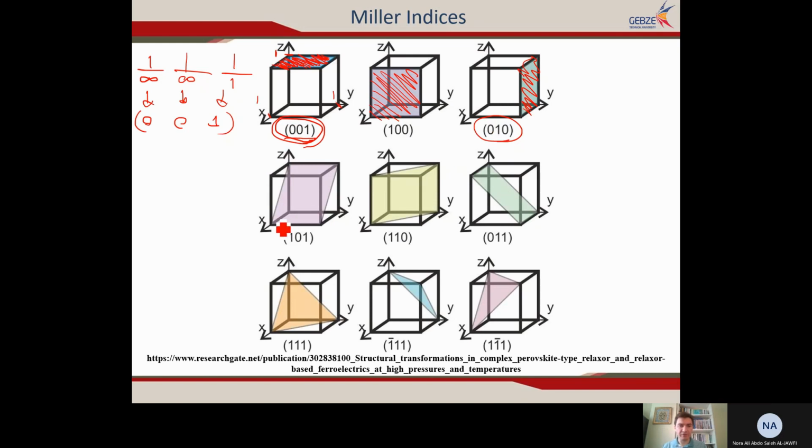Here we have another surface. It cuts the x and z-axis at 1. And here we have another surface. It only cuts the x and y-axis at 1, and it is parallel to the z-axis. So here we have another different surface. By applying this rule, you can find the Miller indices of the surfaces. So with this one, I would like to finish the Miller indices with cubic structures.